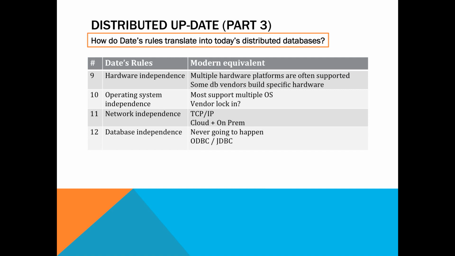So before looking at rules 9 through 12, I should point out that each one of these rules in their full definition includes the word any, which basically means that none of them will ever be true. So let's take rule 9 for example. It says that databases must be able to run on any hardware. So if we take that literally, it would mean that an Oracle database should be able to run on my Raspberry Pi. That was like $35. Or if it doesn't, then it's not fully qualified as a distributed database.